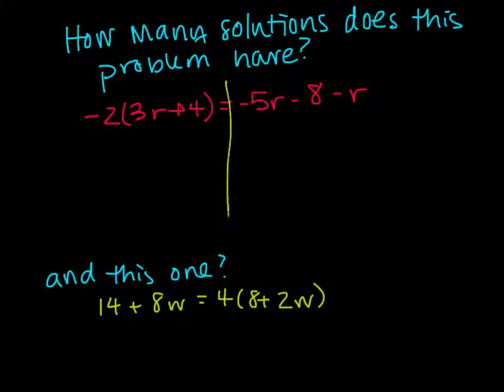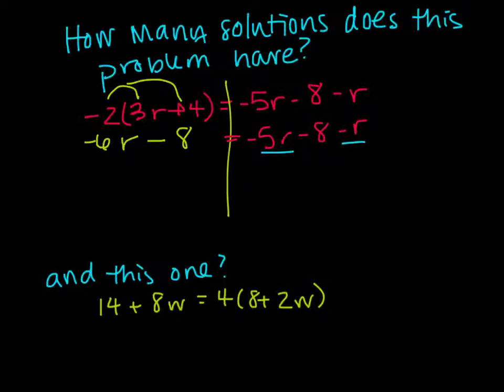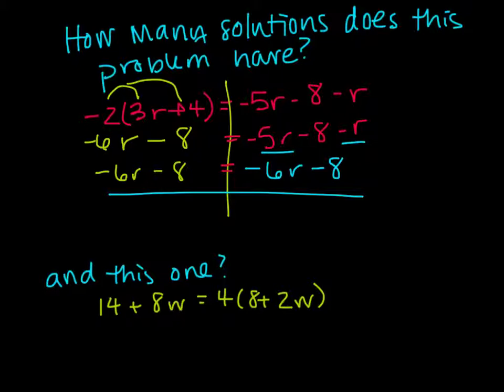All right, so we're back. Let's solve this really quick so this video isn't too terribly long. We have negative 6r minus 8 on one side is equal to negative 5r minus 8 minus r. I now see terms that I need to combine. So we have negative 6r minus 8 is equal to negative 5r minus r is negative 6r minus 8. Same expression on each side, so this is an infinite solutions equation. Awesome. That's all you need to do for this, infinite solutions.